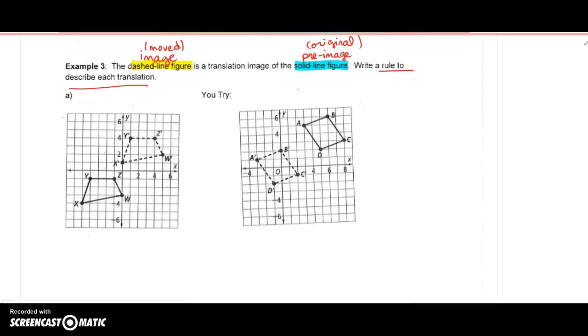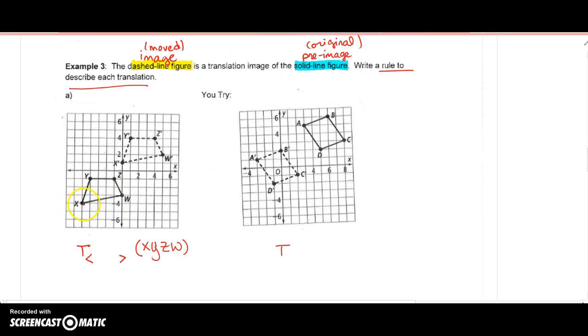So we are doing translation. So both of these will start with T's. Then we got the angle brackets, and then what are we moving? In part A, we are moving figure X, Y, Z, W. And the order doesn't matter. You could have said W, Z, Y, X. And so now we just have to figure out how many we've moved it.